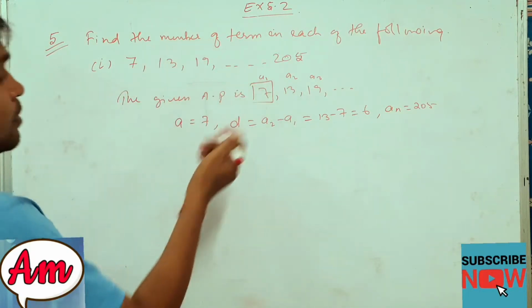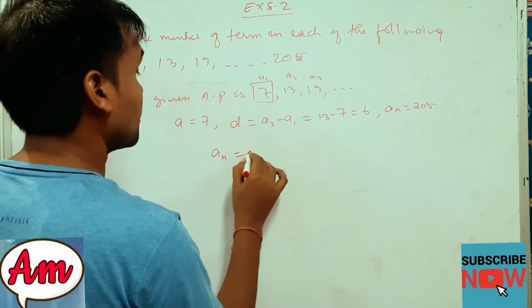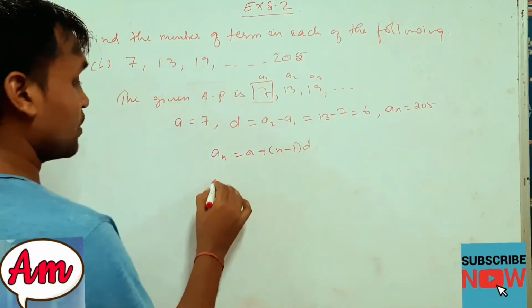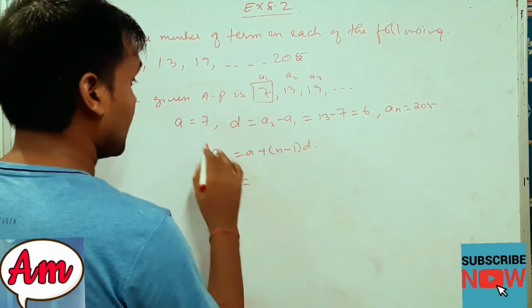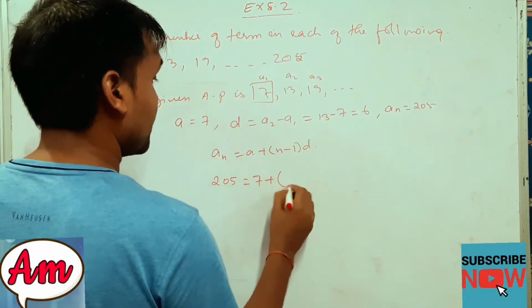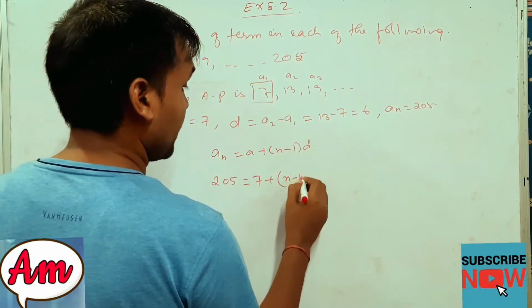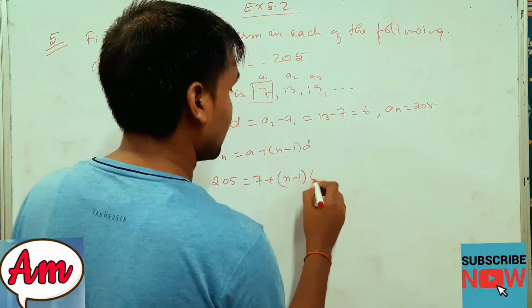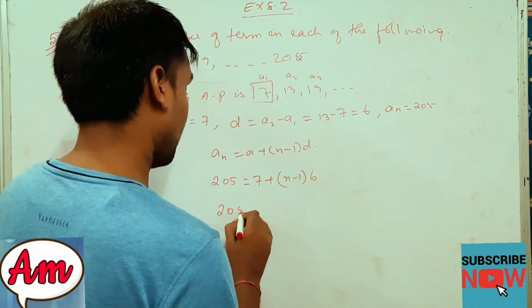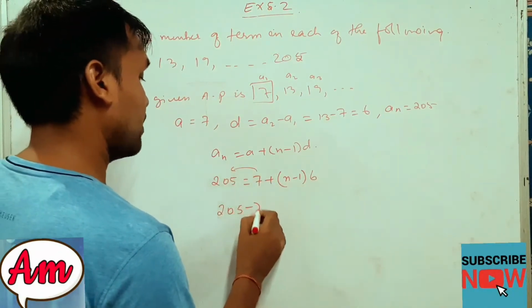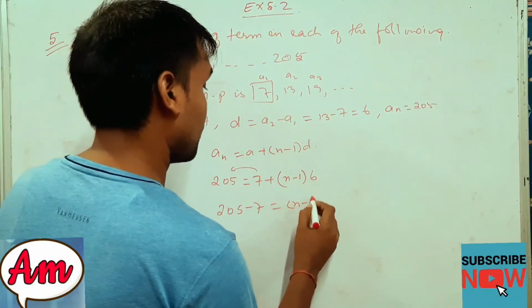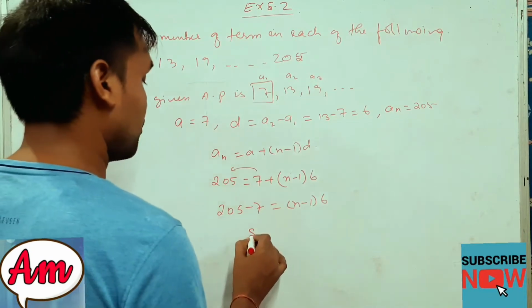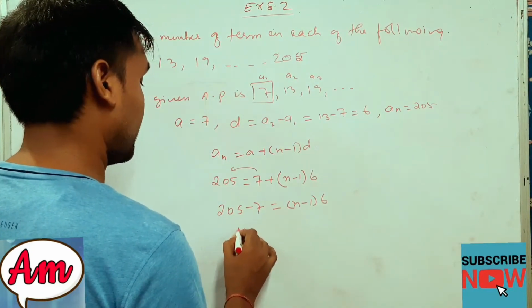They are telling us to find the number of terms. So an equals a plus n minus 1 into d. An is 205. A is 7. So n minus 1, and d we got 6. So 205, and this 7 you bring this side, so minus 7, n minus 1 into 6. So 205 minus 7 will be 198.